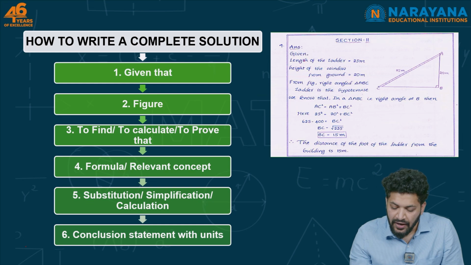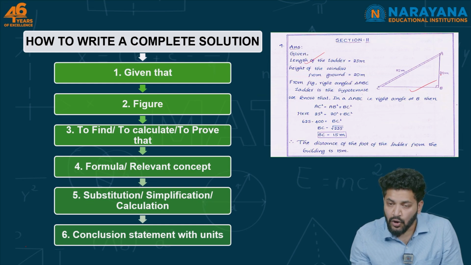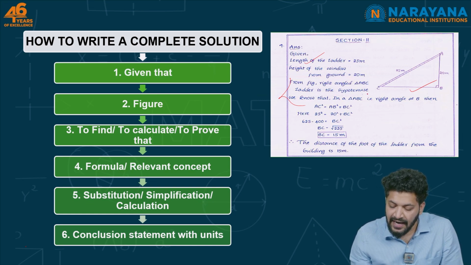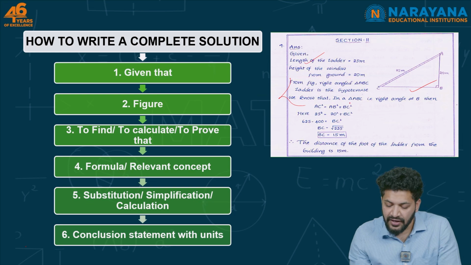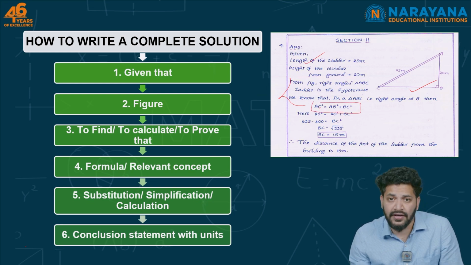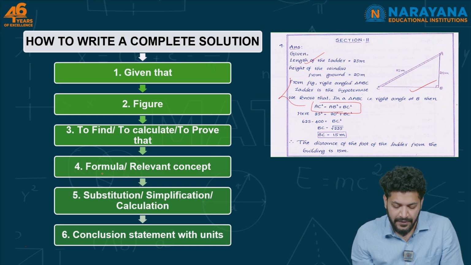So you write the given information here, you have drawn the figure here, second step, and then here what are you doing? Here you are calculating. You are writing the given information from the right angle triangle, the ladder is the hypotenuse. So whatever is there from the figure, you have written the data, and then you wrote the formula here. Here we have used Pythagoras theorem. So the fourth step we have done here, and then substituting or simplifying the calculation.